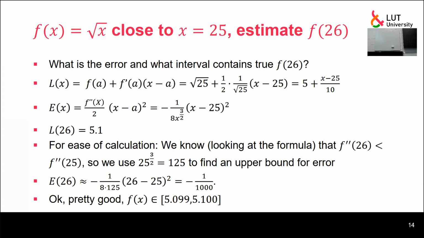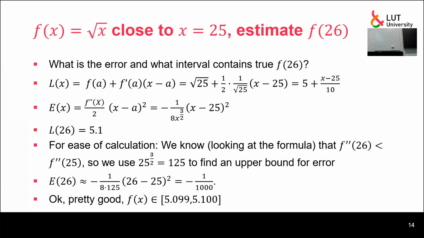We get this x to the power of minus 3 over 2. And our estimate, well, that's really simple. 26 minus 25 is 1. So we have 5 plus 1 over 10, which is 5.1. And now, because that's slightly complex to calculate, this 8 times x to the minus 3 over 2, based on the power, we know that it goes down for higher x. So we're just going to use it with 25.